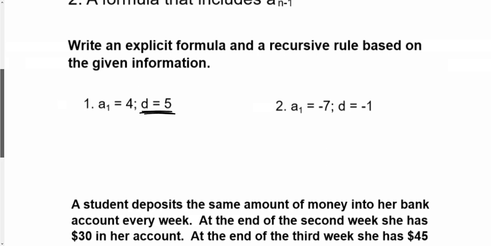Now there's two parts to this. They want us to first write the explicit formula, which we've done before. The explicit formula is the one where you use the nth term formula and you plug in those two things. And it'll give you the explicit formula once you simplify it.